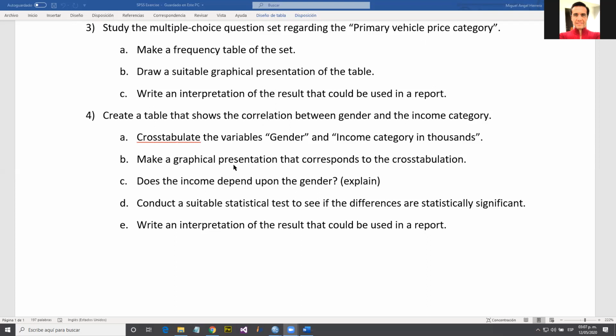Okay, so right there you have it. You have to create a table. It's a cross table between gender and income. So I want to know if there is a relation between gender and income, and also create a graphic chart. So give it a try. I want you to try it. So right there you have 5 different actions. So please start.